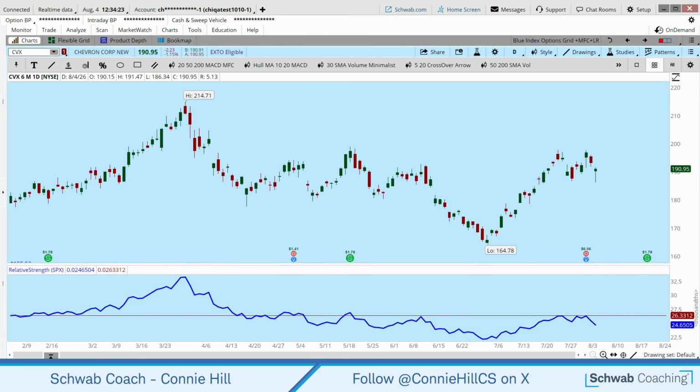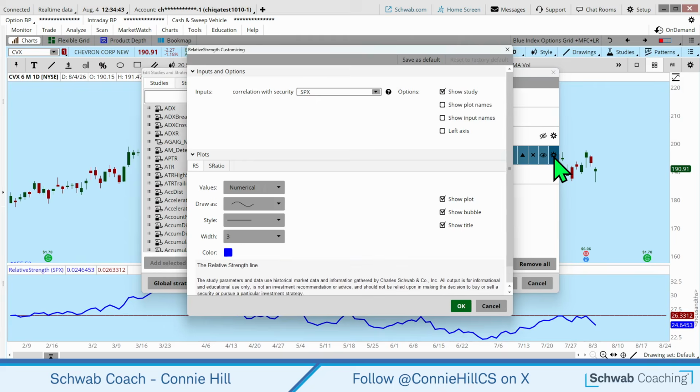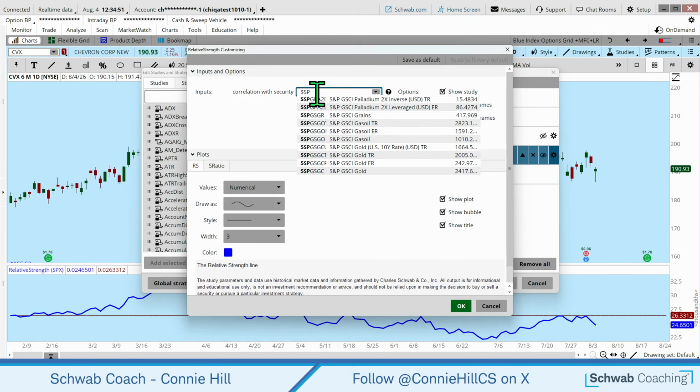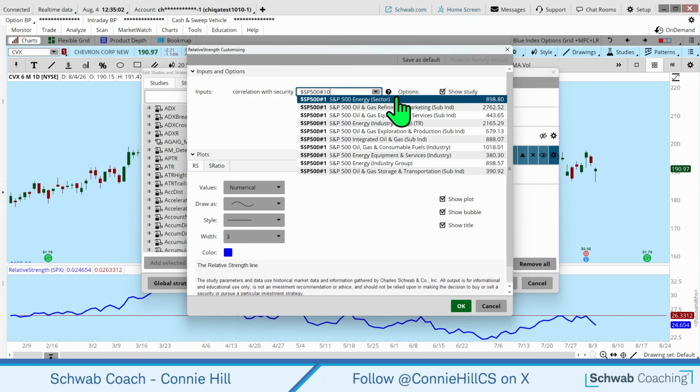Now, suppose you wanted to use something different than the SPX. Maybe you've got a real technical stock, you might want to use the NASDAQ. In our case, because Chevron happens to be in the energy group, let's swap that symbol out for the sector group of energy. So we're going to type in here $SP500 pound 0 or 10, and that'll give us the energy sector.